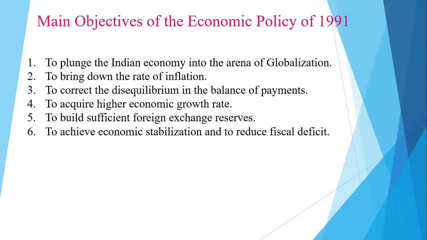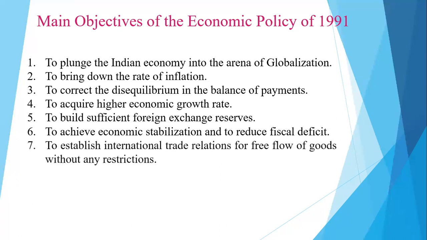And now, to reduce fiscal deficit means what? Fiscal deficit means the difference between total revenue and total expenditure of the government is termed as fiscal deficit. So naturally, sixth objective is to achieve economic stabilization and to reduce fiscal deficit. Seventh objective, to establish international trade relations for free flow of goods without any restrictions. It wanted to permit the international flow of goods, services, capital, human resources, and technology without any type of restrictions.